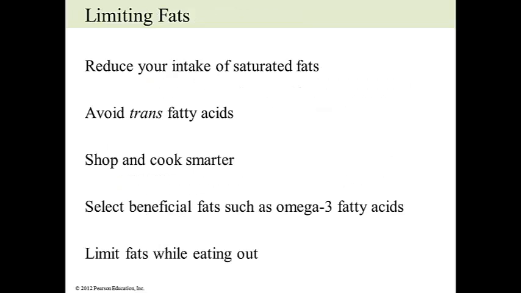Now let's talk about limiting fats in our diets. We want to reduce the intake of saturated fats. We want to avoid or limit trans fatty acids. It's important that we shop and we cook smarter. When we're shopping, again, it's very important that we read our food labels, and when cooking, we need to pay attention to how much fat we're adding.